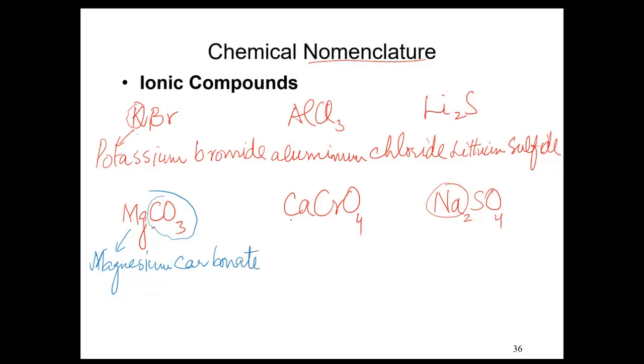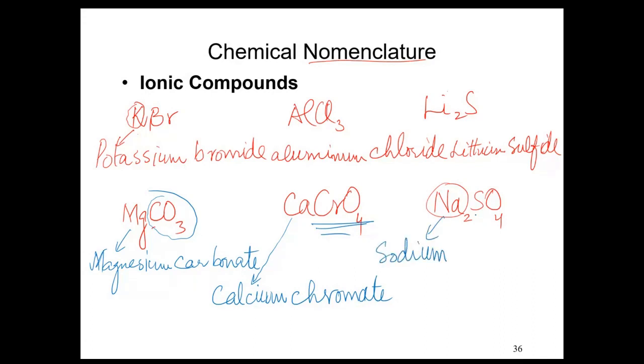Okay, now what should be its name? It is calcium. What should be its name? Perchlorate. Chromate. Now this one? Sodium. Very good. Sodium. And this one? Sulfide. Sulfate. Because SO4 is sulfate. Yes, boys. Clear this one?